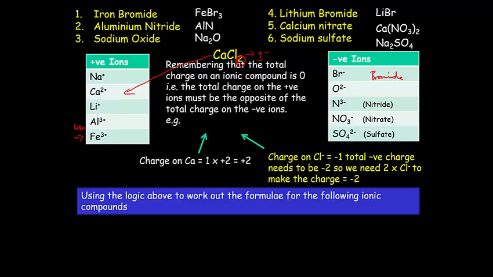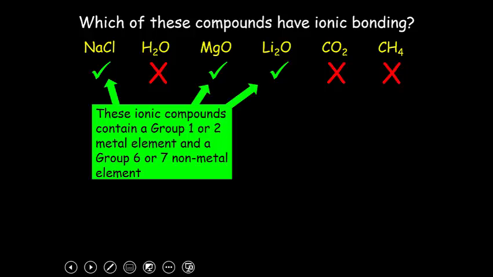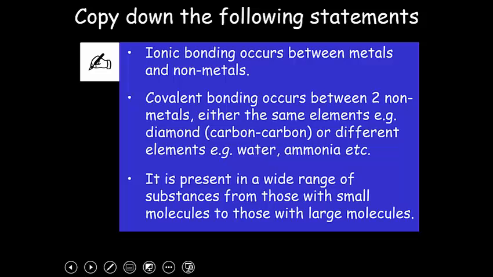Okay, let's move on to look at when we're going to have different compounds. Which of these compounds have ionic bonding? Sodium chloride does, water doesn't, magnesium oxide does, lithium oxide does, carbon dioxide and methane don't. And the reason for that is the ones with ionic bonding have a metal element and a non-metal element joined together, whereas the others have 2 non-metals.